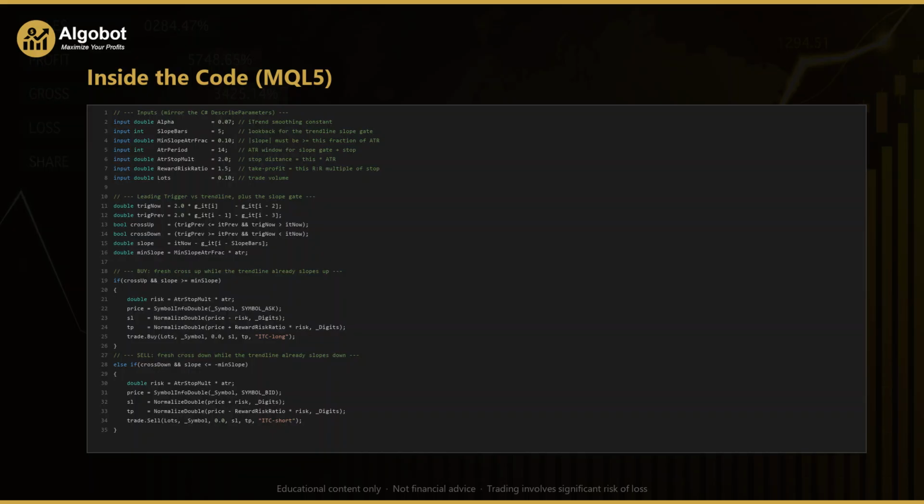In the middle, you can see the heart of the logic. The trigger for the current and previous bar is computed as 2 times the trendline minus its value 2 bars ago.